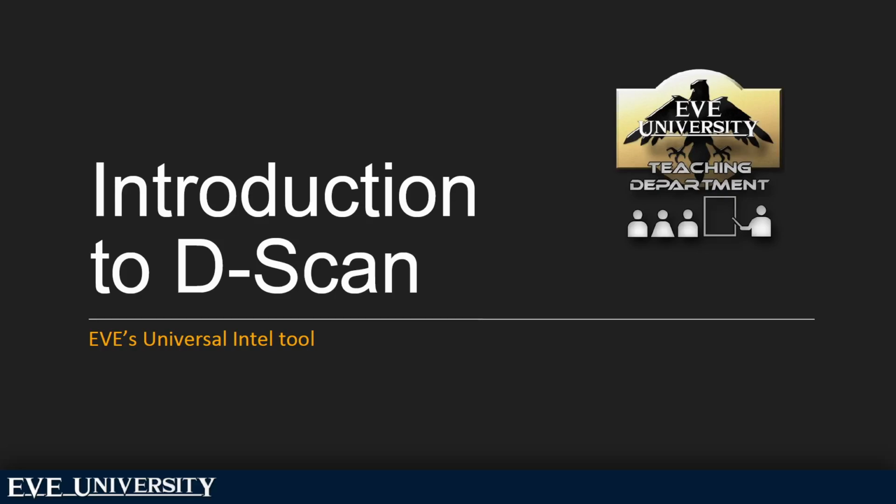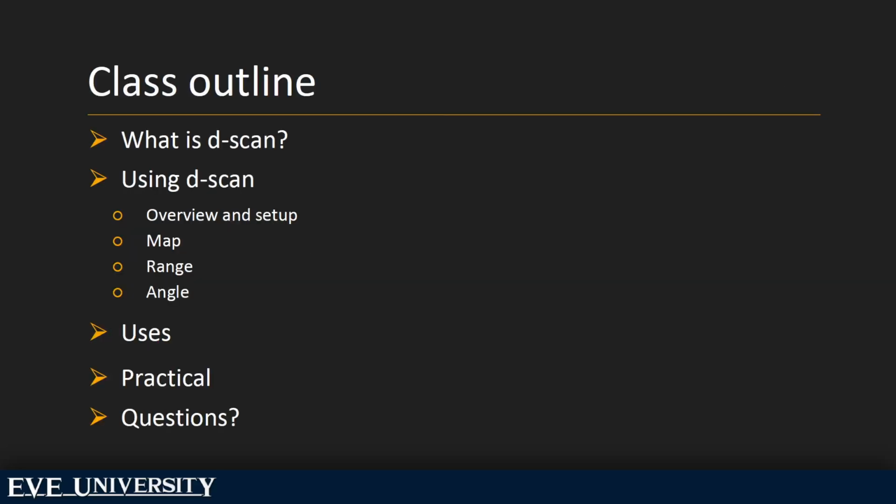Today I'm going to show you how to use probably the most useful tool in EVE that you will use all the time, especially if you are after some PvP. We will cover what the directional scanner is, how to use it, what the main settings and tricks are to get the most out of it, what the most common uses of this scan are, and I will show how to apply all of these concepts in a short practical demonstration.